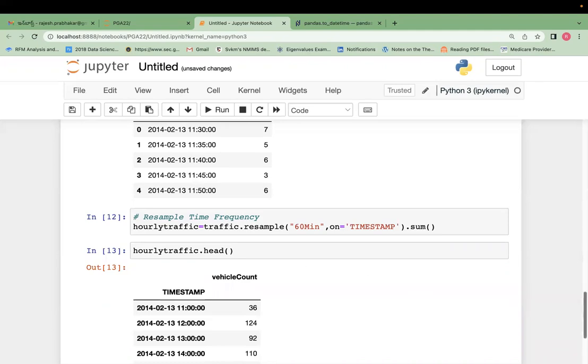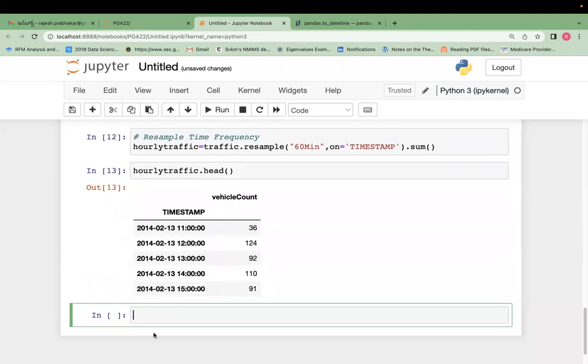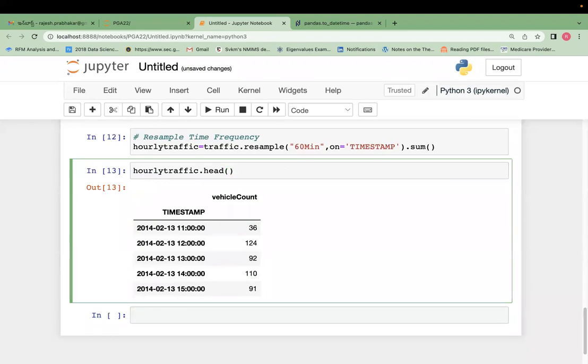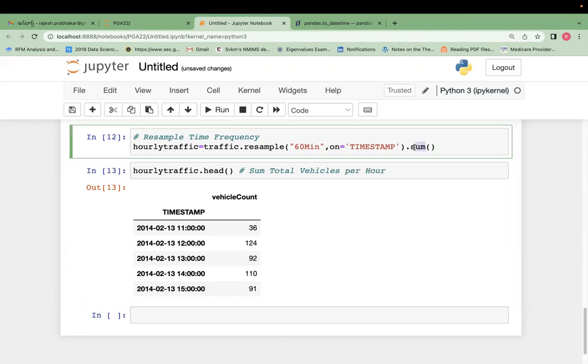This is resampling of data based on time frequency. So total vehicles, sum of total vehicles per hour. If you want, you can take the average also. Instead of dot sum, you can give dot mean, or dot median. But here we are taking dot sum.